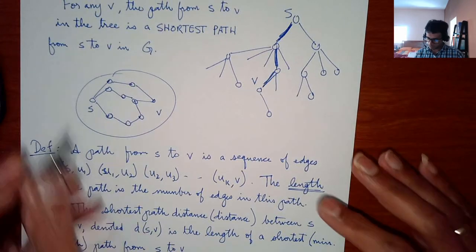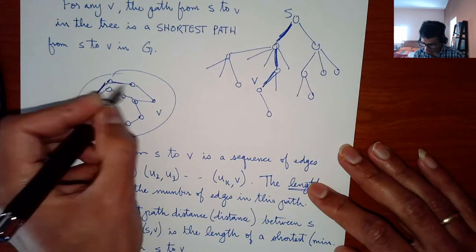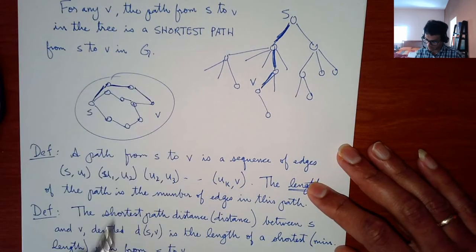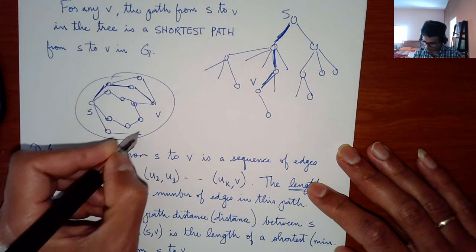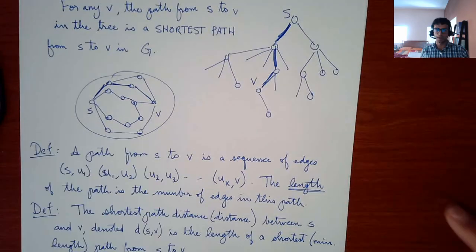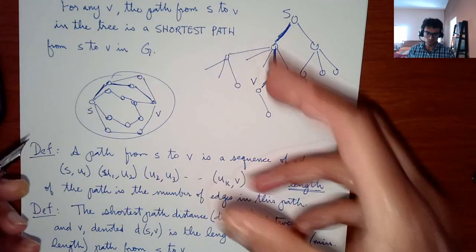But amongst these paths, there happens to be this one path which is the shortest. This might not be unique. There could be multiple shortest paths. There could be a completely different way of getting there. But the shortest path distance in this setting, assuming this, is 3.